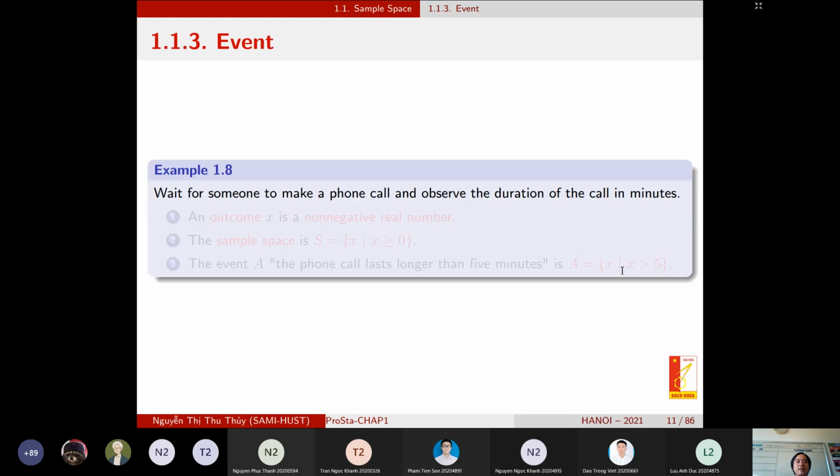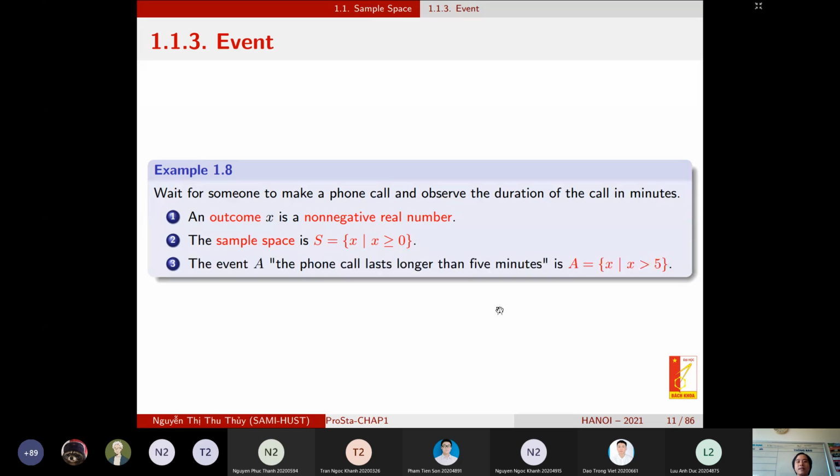Example 1.8. Wait for someone to make a phone call and observe the duration of the call in minutes. So an outcome x is a non-negative real number. The length of a phone call cannot be negative. It can be 0, but it cannot be negative. So the sample space is all real numbers x greater than or equal to 0. And how about the event A? Event A is that the phone call lasts longer than 5 minutes. We write it in this form.